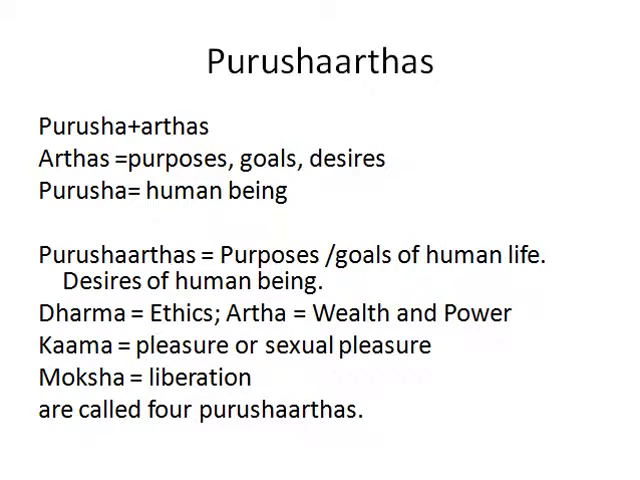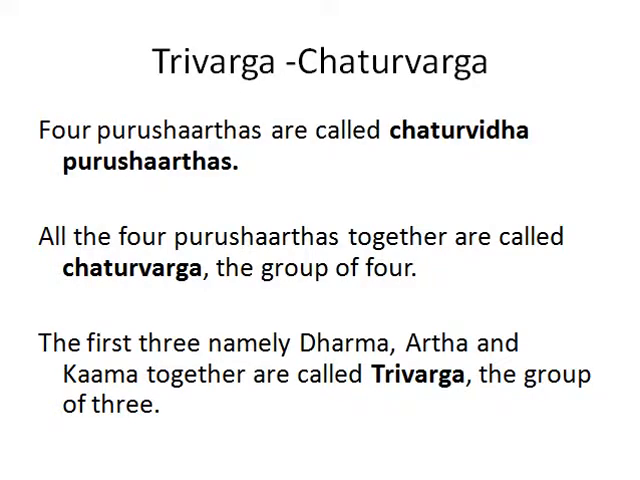Does he? Let us see. There is a further deeper discussion later on this point. And these four Purusharthas are classified into two different kinds of groupings. All the four Purusharthas together are called Chaturvidha Purusharthas. You understand the Sanskrit word Chatur, four. And when you group all these Purusharthas together, that group of four is called Chatur Varga. Varga is group. Chatur Varga, group of four.